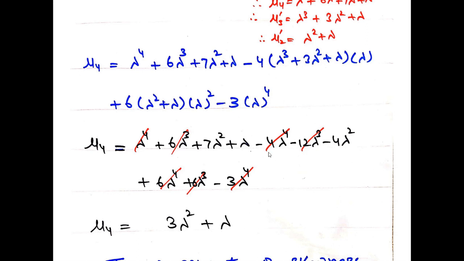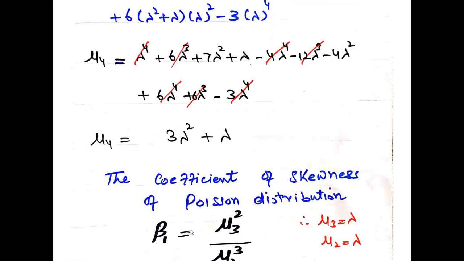Cut these two terms with these two terms. So 6 lambda^3, 6 lambda^3, 12, and here minus 12 lambda^3. Cut this 12 lambda^3 with these two 6 lambda^3. So we are left here with 3 lambda square plus lambda, which is the fourth moment about mean.